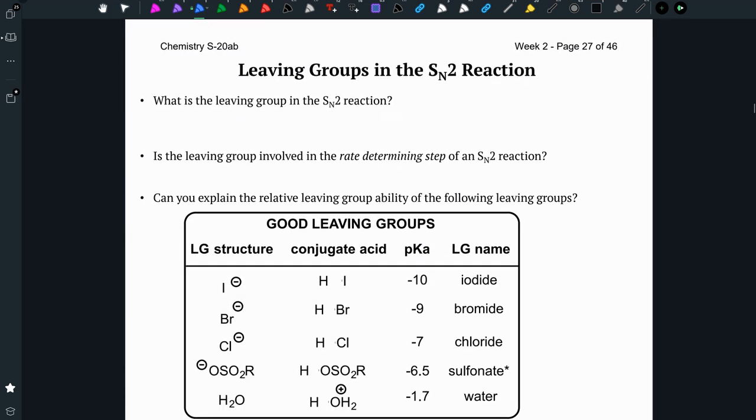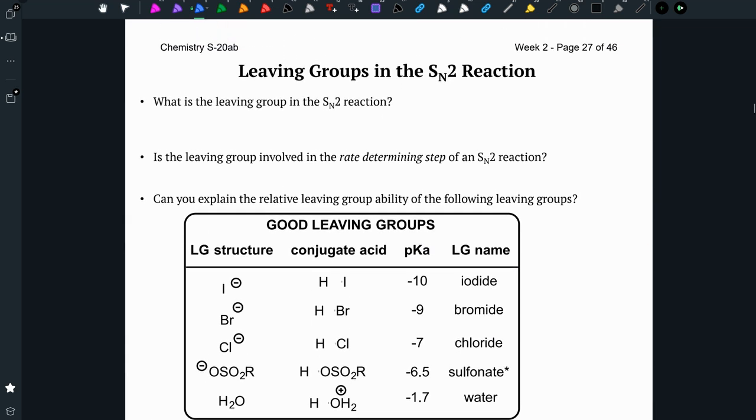All right, so moving on to think about other factors involved. I mentioned that we need a good leaving group. At this point, the leaving group for us in an alkyl halide, in an SN2 reaction, is going to be usually Cl minus, Br minus, or I minus.